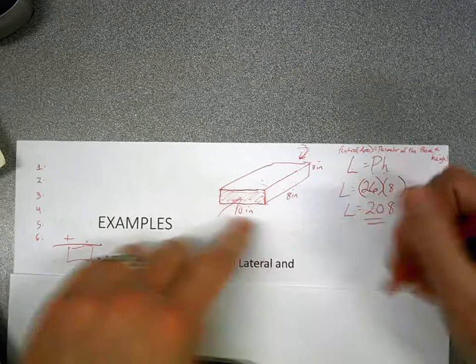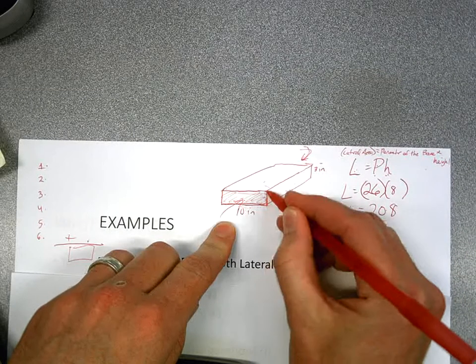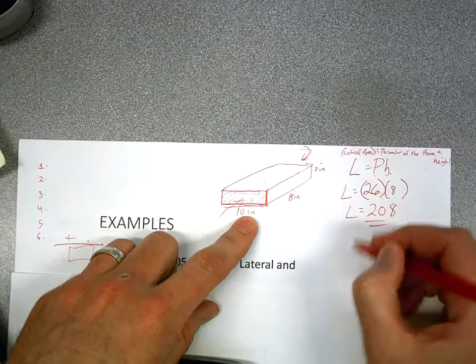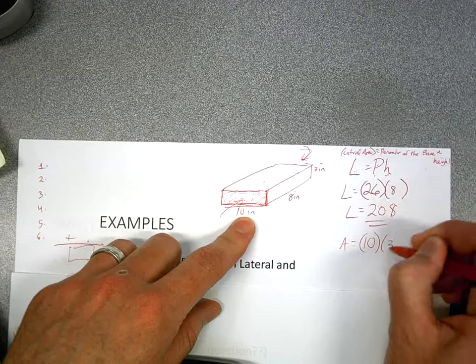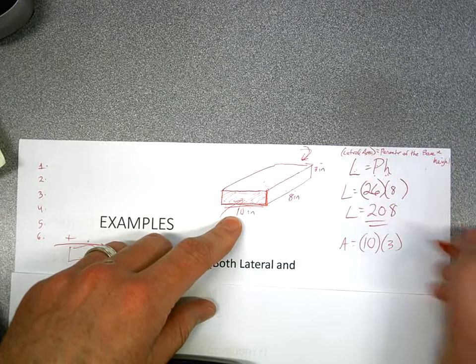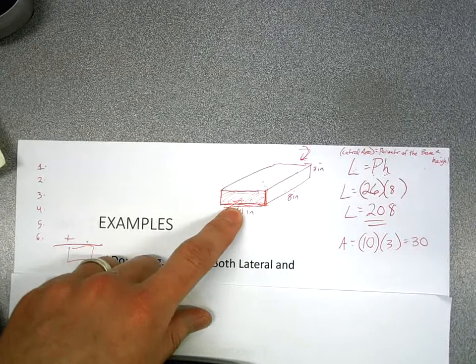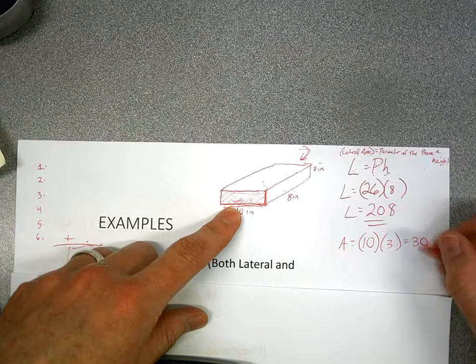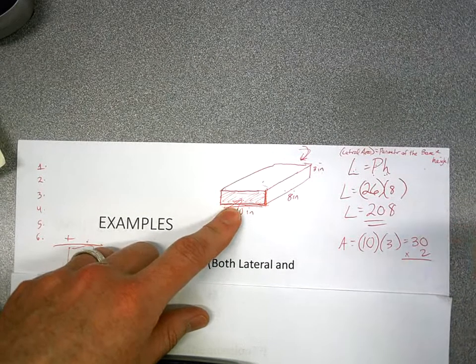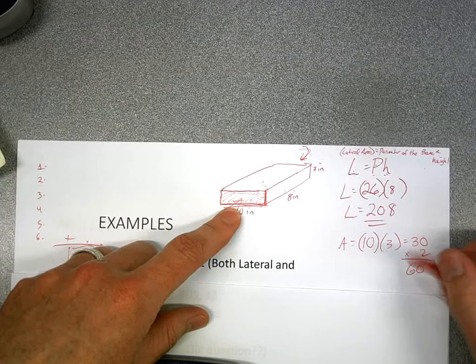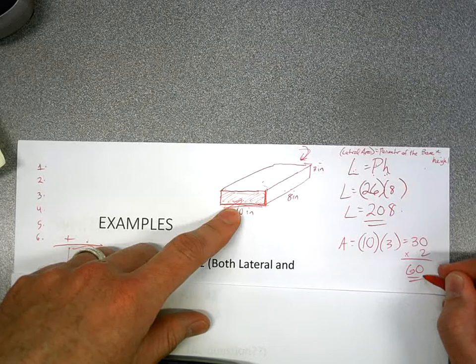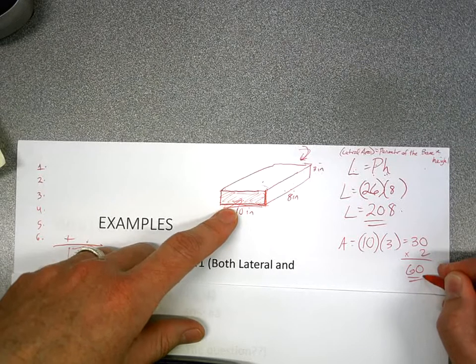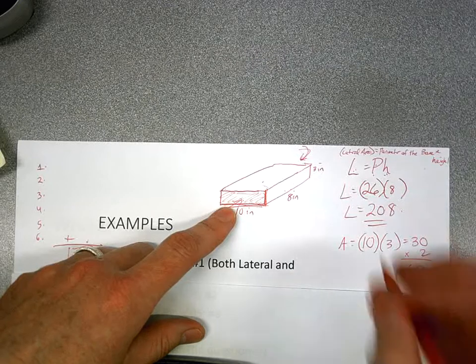So here's what I'm saying. I'm going to find the area of this side here. It's a 10 by 3 rectangle, which is 30. That's the area of that. And what am I going to do? Multiply by 2, I'm going to double it. So here's our lateral area. Here's the area of our two bases, both bases. Guess what I'm going to do to find surface area? I'm going to add them up.